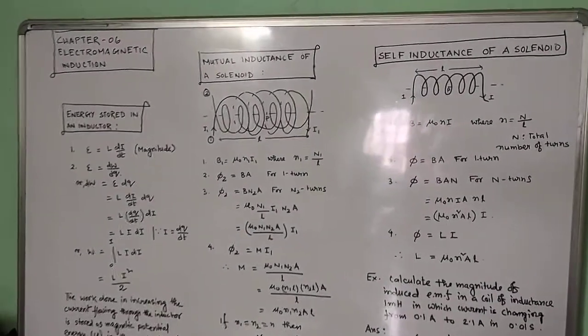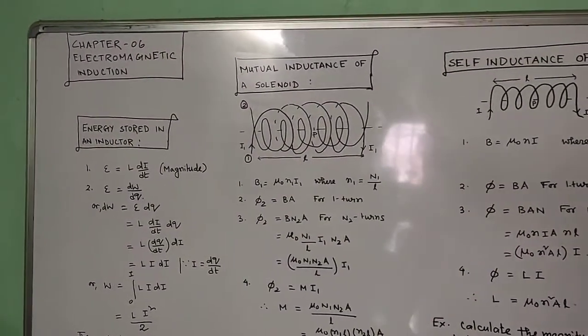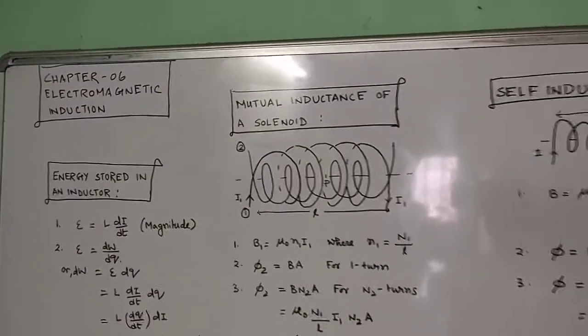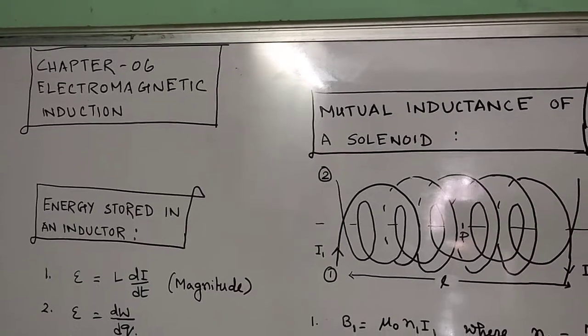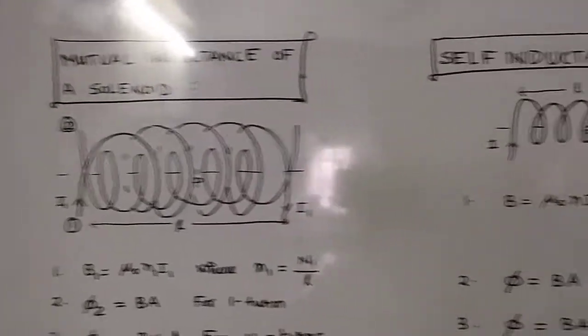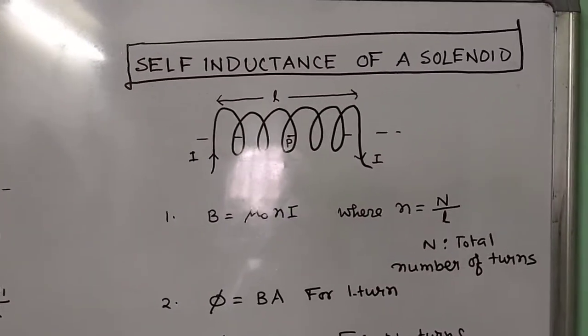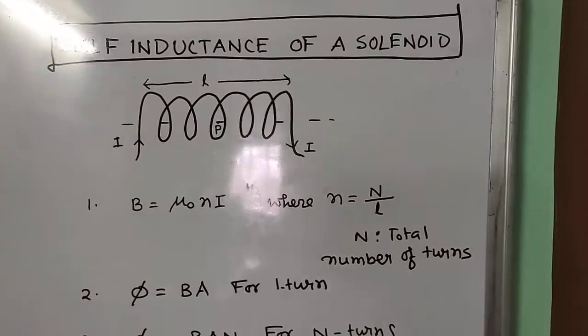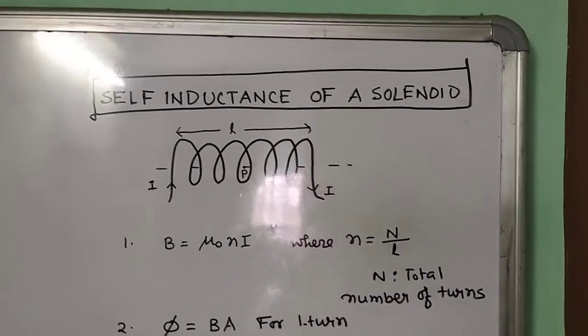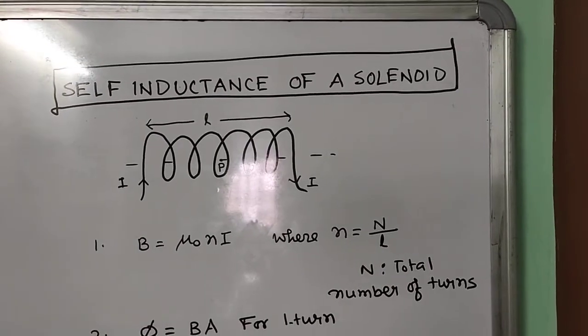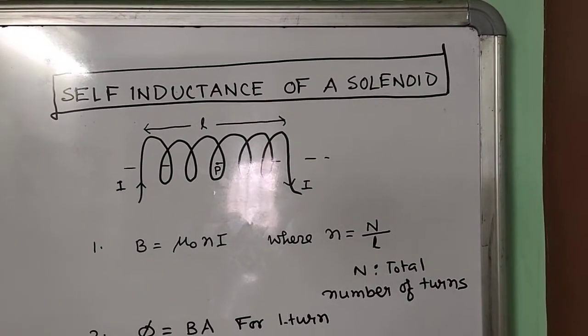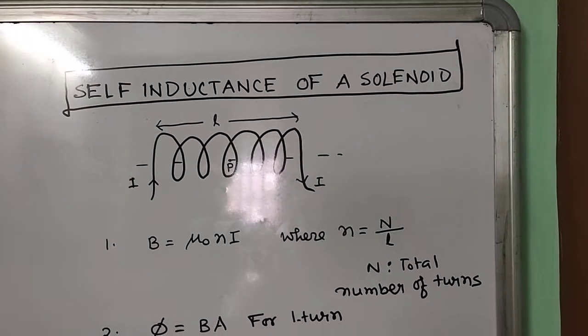Good morning, students. Today we are going to discuss a few important topics from chapter 6, that is your electromagnetic induction. Now the first topic which we are going to discuss is your self-inductance of a solenoid. So already we have discussed the magnetic field at the center of a solenoid over its axis in the previous chapter.